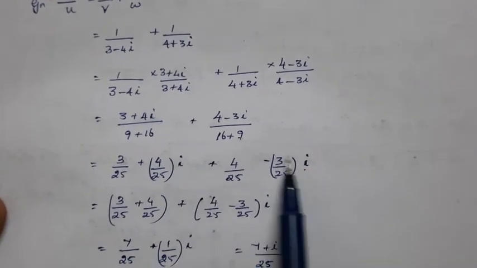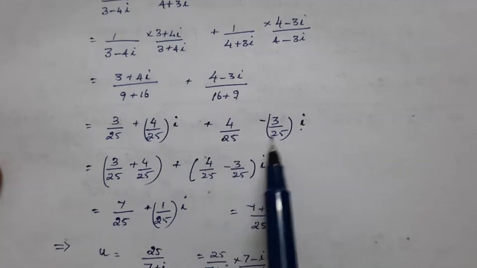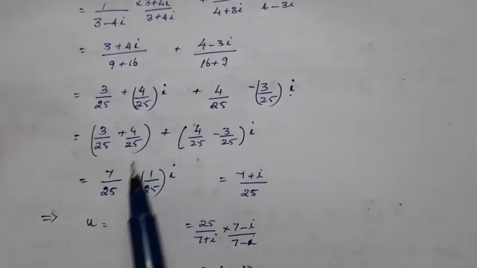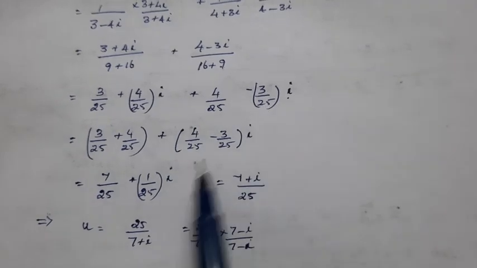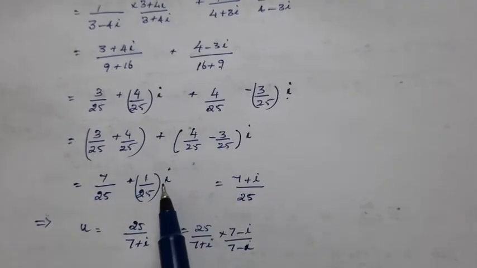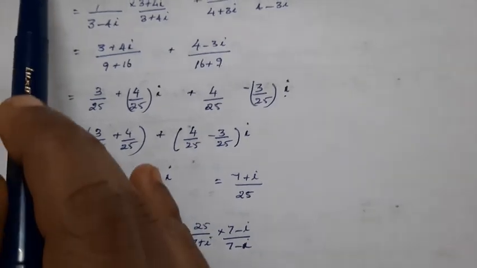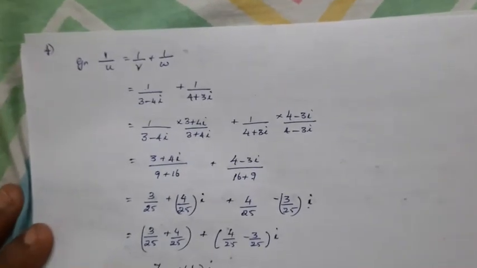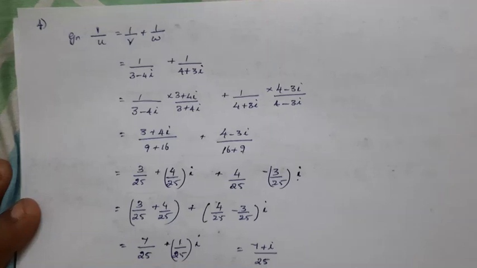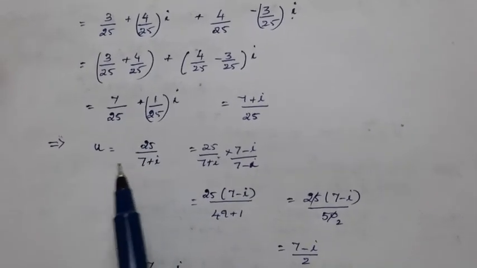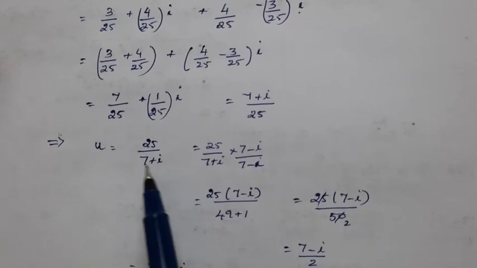So even this is not in a proper way. So grouping the real terms and grouping the imaginary terms: 3 by 25 plus 4 by 25, that is 7 by 25, and 4 by 25 minus 3 by 25, that is 1 by 25 into i. Or we can write it as 7 plus i divided by 25. This is our 1 by u. So what is u? The reciprocal of this, that is 25 by 7 plus i. But even after getting u, this is not in a proper form.